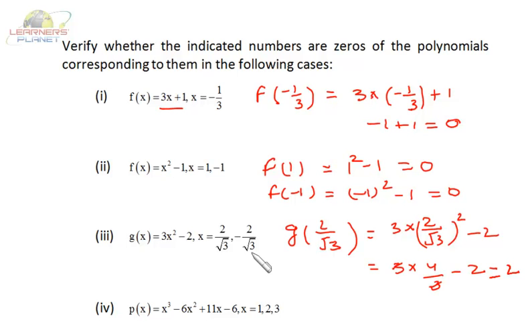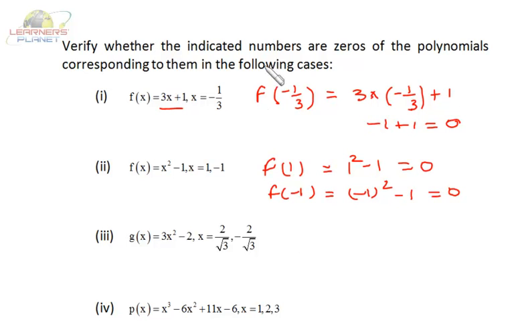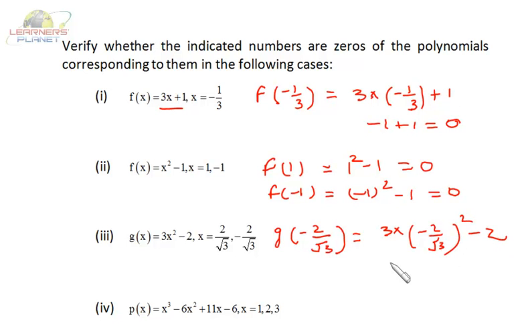Let's put minus 2 by root 3. So g of minus 2 by root 3 is equal to 3 into minus 2 by root 3 whole square minus 2. Now the square of a negative term will be positive, so it's 3 into 4 by 3 minus 2. So still we are getting 2. That means we are not getting 0. That means even minus 2 by root 3 is not a factor of this polynomial. Okay.